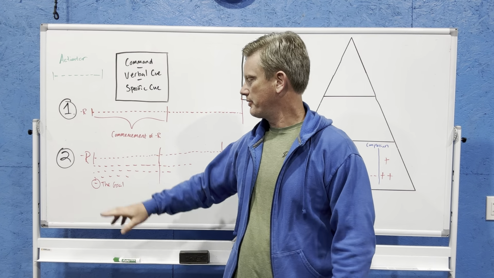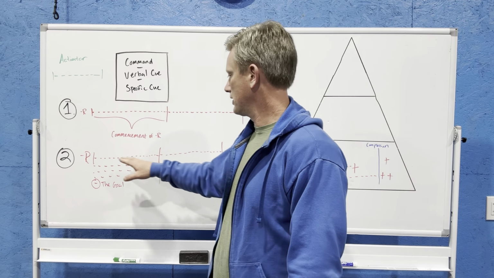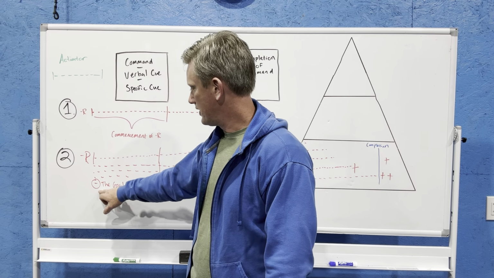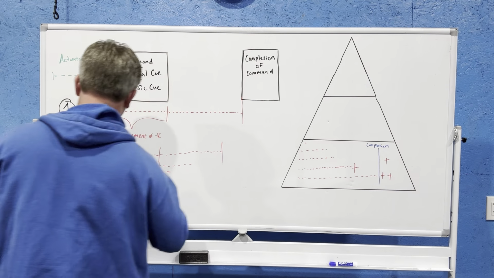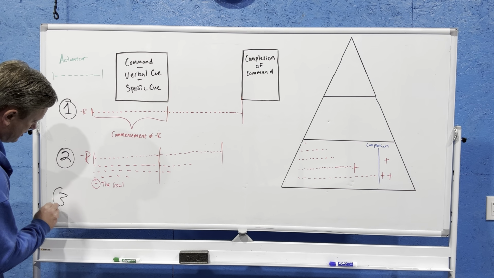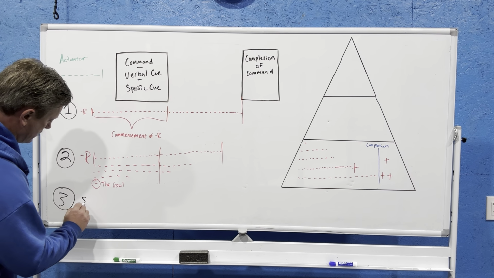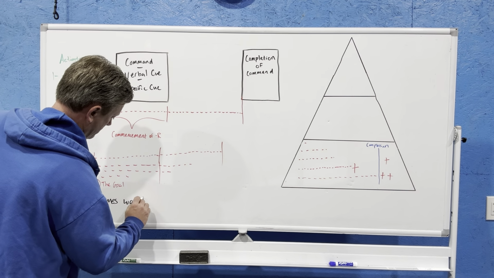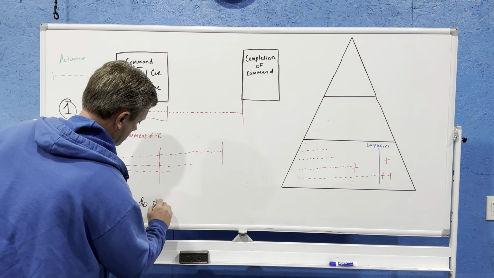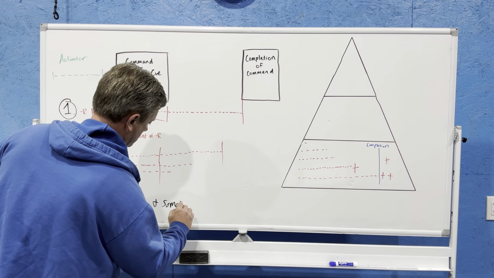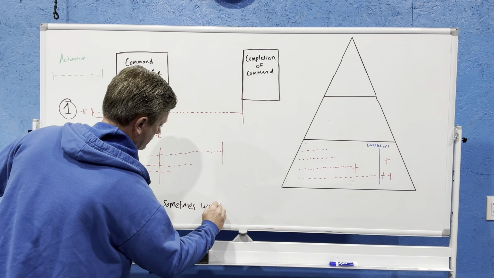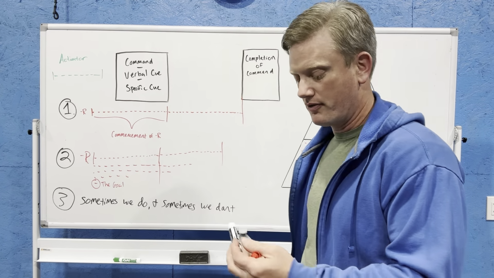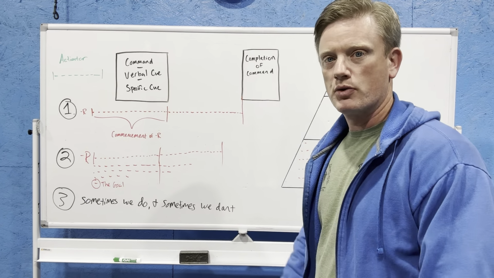Okay, so in step number 2, we've reduced our pressure in negative reinforcement all the way down to just a tap simultaneously with the command. That's our goal. So now we move on to step number 3, which is as simple as it gets, and that is sometimes we do, and sometimes we don't. So we're just phasing out negative reinforcement. Even the tap of the collar or the pressure that's simultaneous with the command, we want to phase that out.